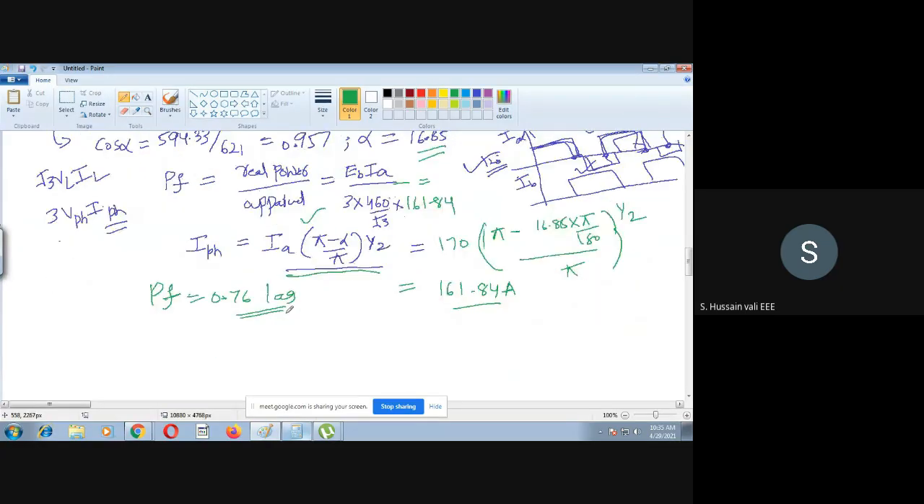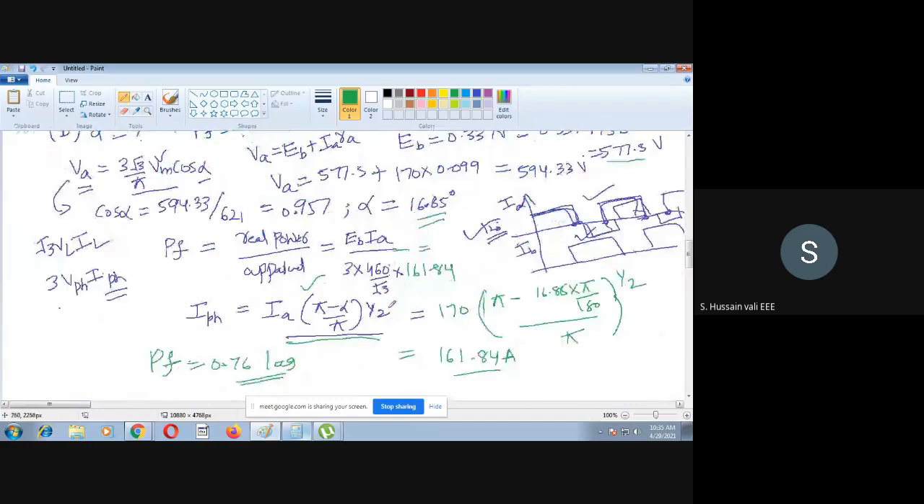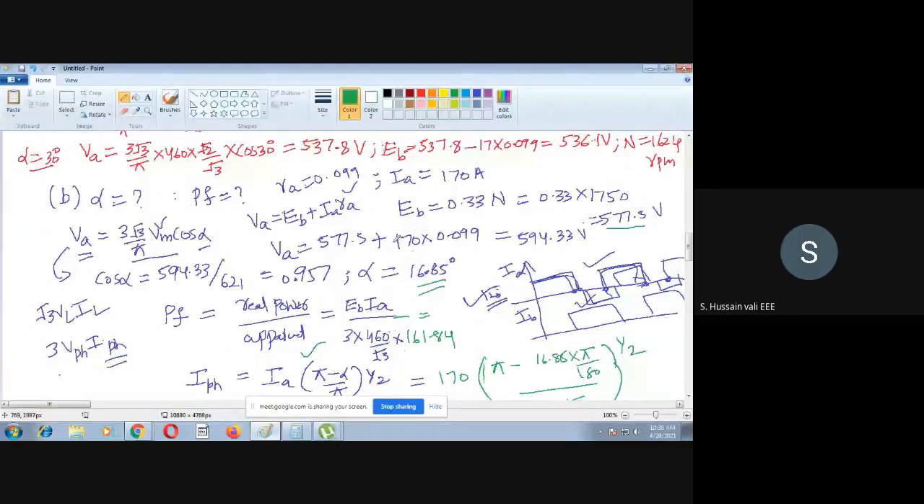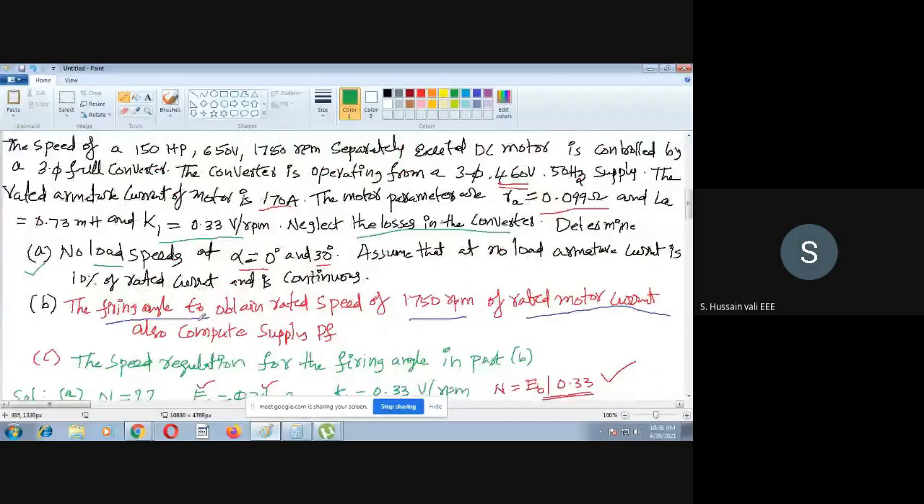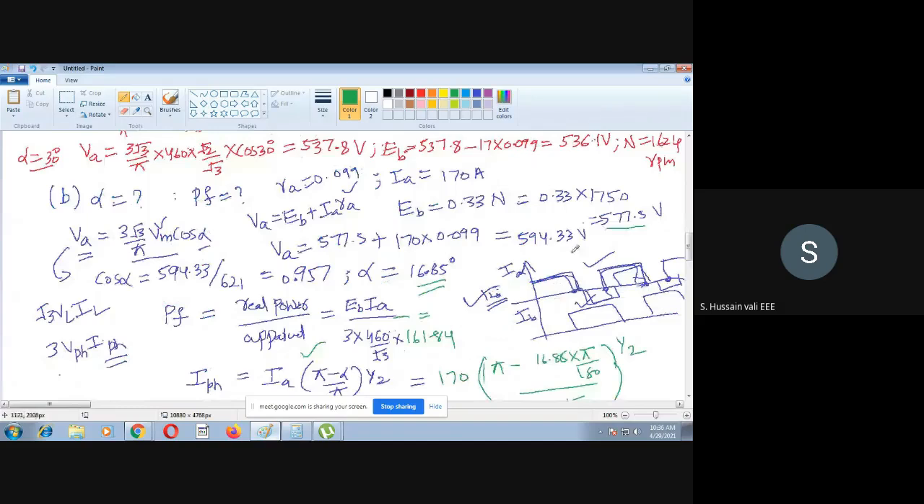Now I suggest one more thing, please go through this analysis once again. Anyone having doubt, you can ask. Sir, at rated speed we have to consider EB? Yeah, at rated speed, because see in the question, the firing angle to obtain rated speed and also compute supply power factor. In this particular problem part B he said rated speed. So you find EB at rated speed.